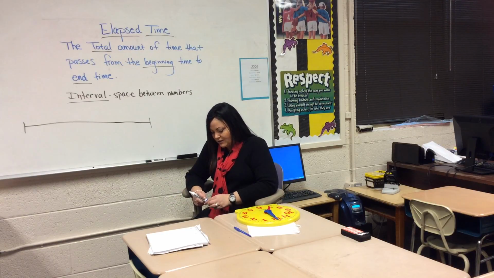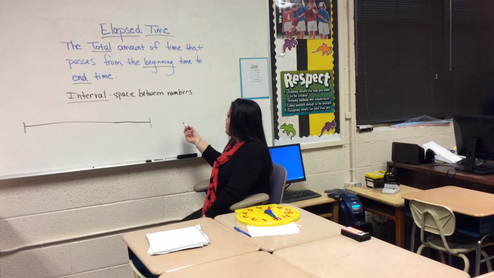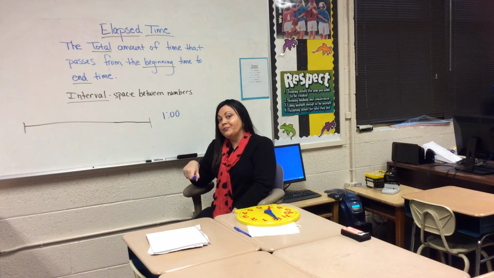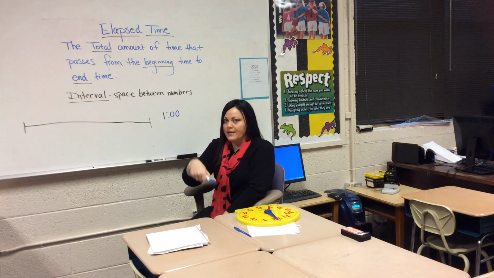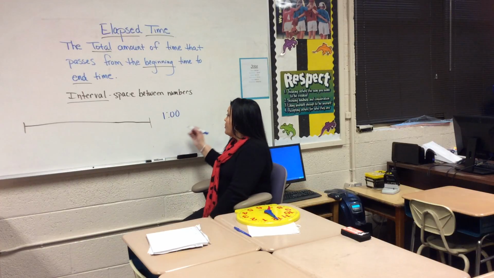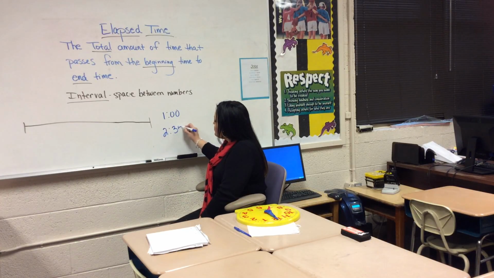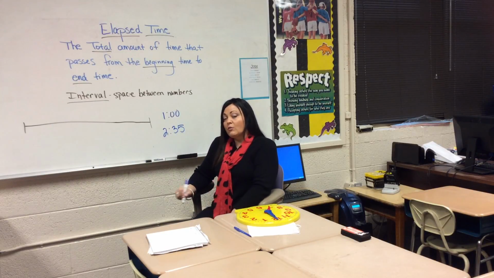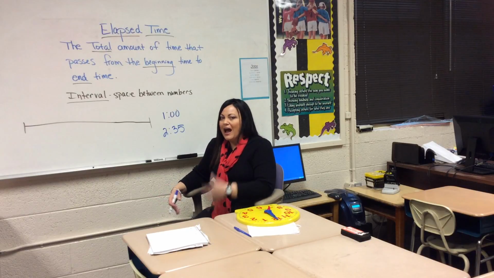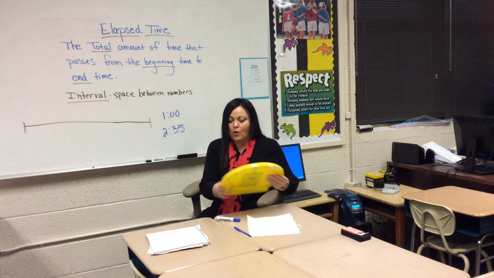So let's practice a little bit. Let's say that a friend and I go to the movies and the movies start at 1 o'clock. That would be known as my beginning time. Okay, so I'm going to write that down. The beginning time is 1 o'clock. The movies will end at 2:35. So if the movie ends at 2:35 and it begins at 1 o'clock, I can find out the elapsed time.